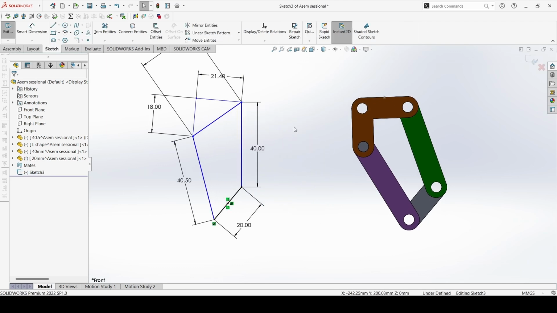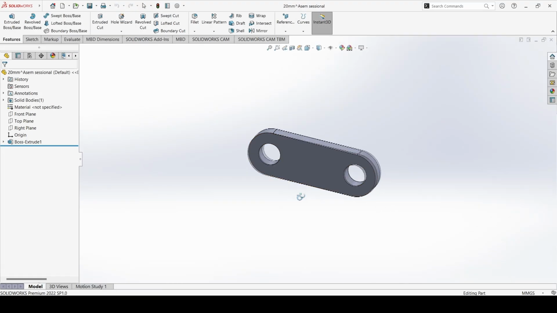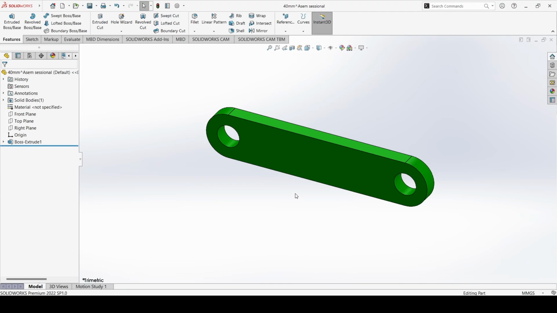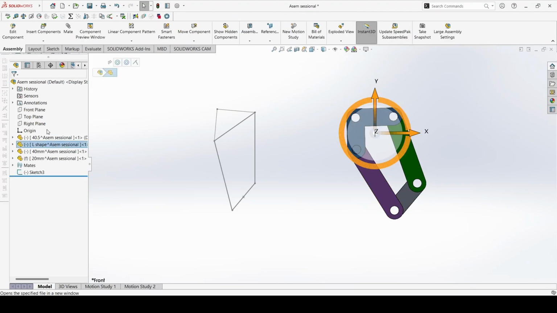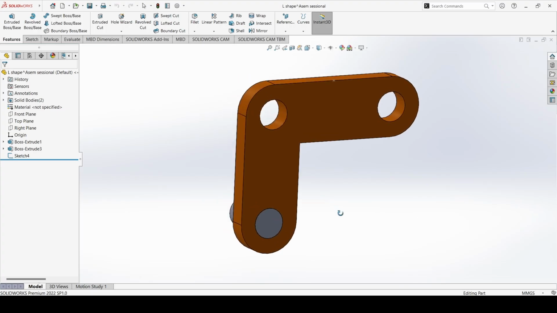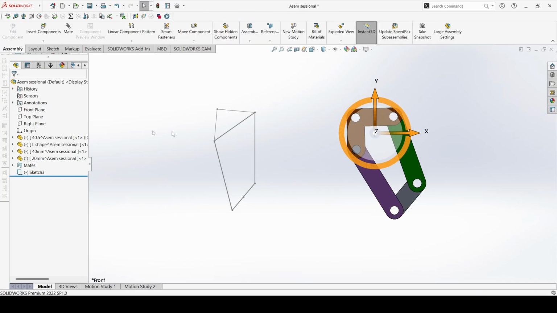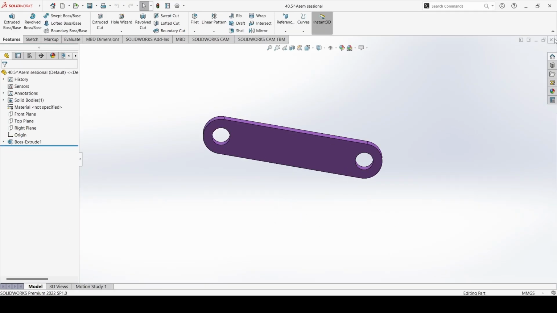Using this sketch, we have designed each part individually. As you can see, this is our ground with length of 20 mm, and this is our crank with length 40 mm. This is our follower or coupler. This is an L-shaped coupler with one of its lengths equal to 18 mm and another one 21.4 mm. And finally, we have our crank of length 40.5 mm.